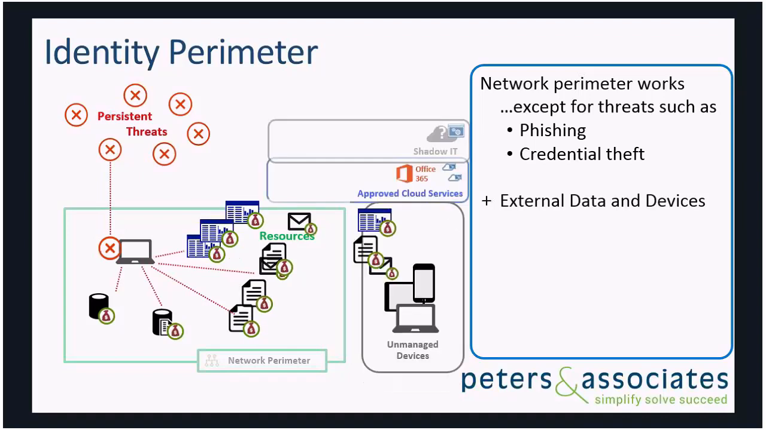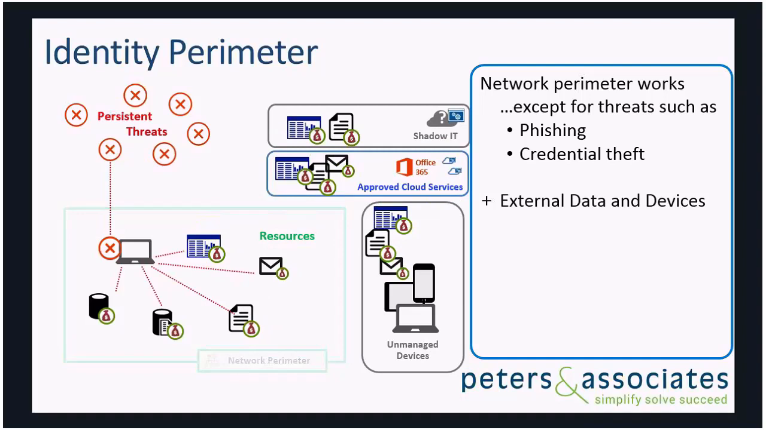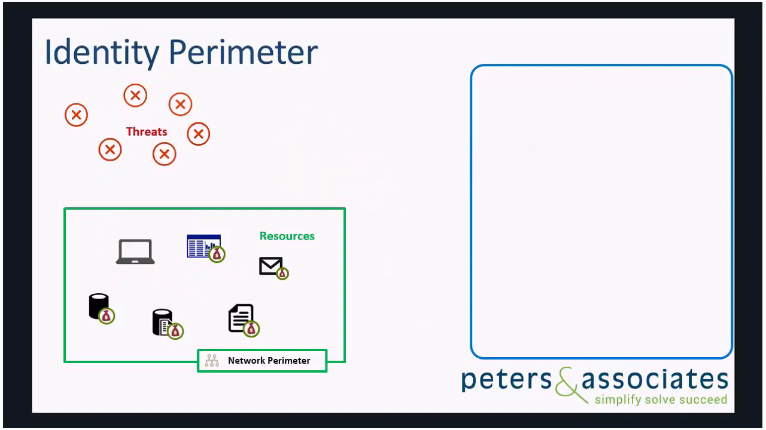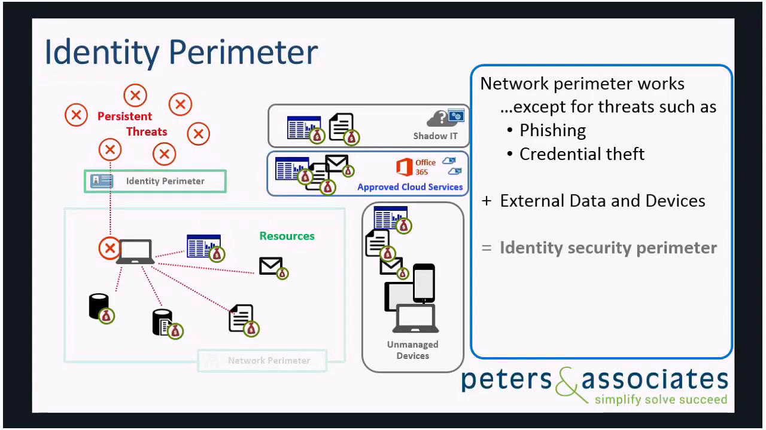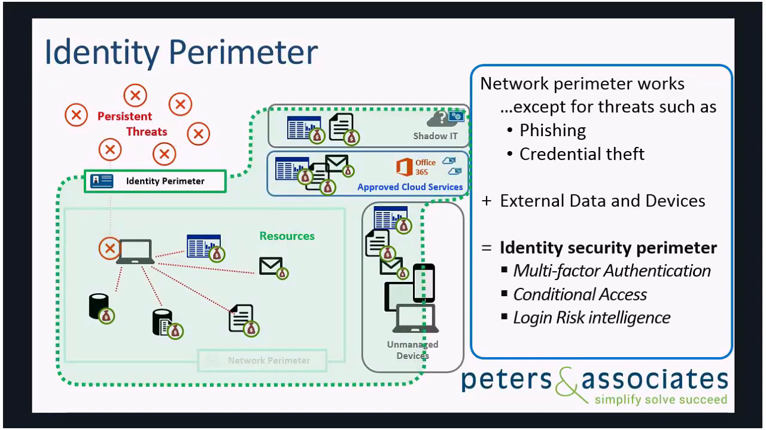Compound that with the idea that we now have data that's moving out onto unmanaged devices. Employees are starting to do that end around from IT, or have been doing this for years, with regards to applications that are either sanctioned or unsanctioned, approved or unapproved, so shadow IT. So all of this leads to the fact that the identity perimeter, which can pull in not only on-prem resources, but cloud resources and data on unmanaged devices, that's really the new perimeter that people are starting to talk about. That's why we're seeing a lot of identity-related projects.